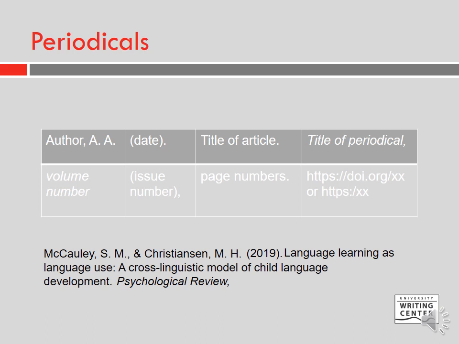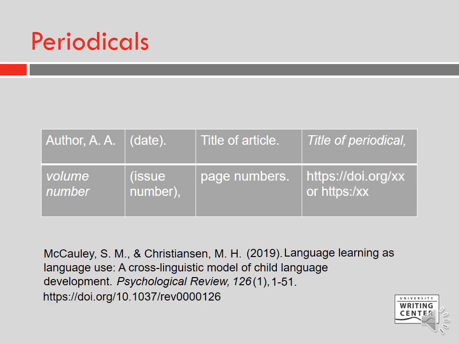Next is the italicized title of the periodical with each significant word capitalized, followed by a comma. Next, the volume number in italics. If there is an issue number, include that not in italics, but in parentheses, followed by a comma. Next, if there are page numbers, include the page range followed by a period. And finally, include the digital object identifier, the DOI, or the URL formatted as a link.